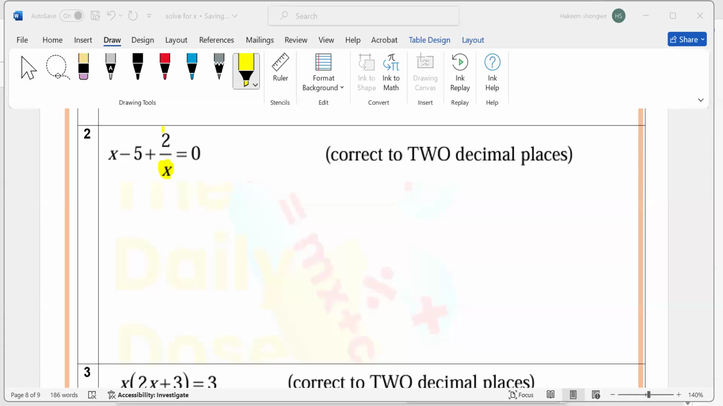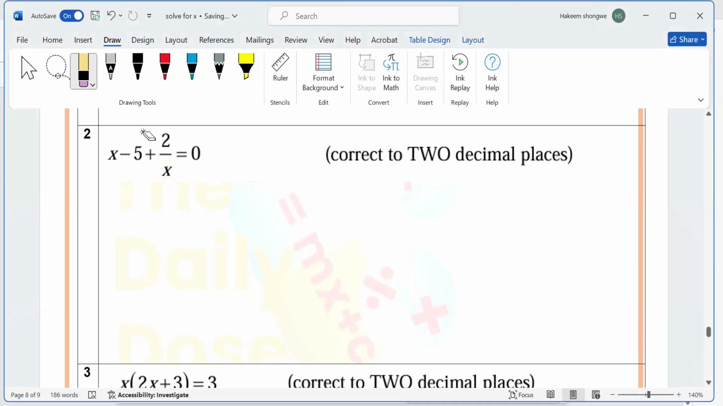Okay, on number 2, what do you think we should do? Anyone who can assist? Multiplying by the reciprocal. Yeah, we can multiply with the LCD, the lowest common multiple.